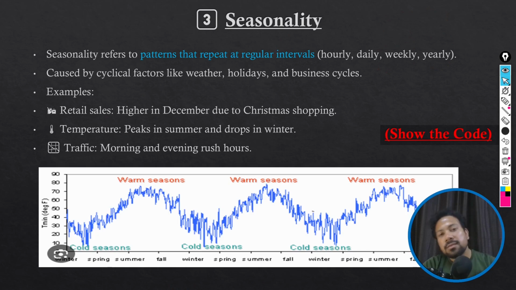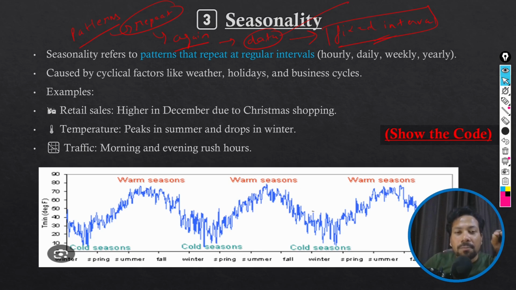Now let's jump to the third characteristic, that is seasonality. So seasonality refers to... I just want to make it simple. Seasonality simply means patterns that are repeating again and again in your data in a fixed interval. Okay, it is the most important point, that there should be a repetition of pattern inside your data over the fixed interval. Then that repetition of pattern is known as seasonality.